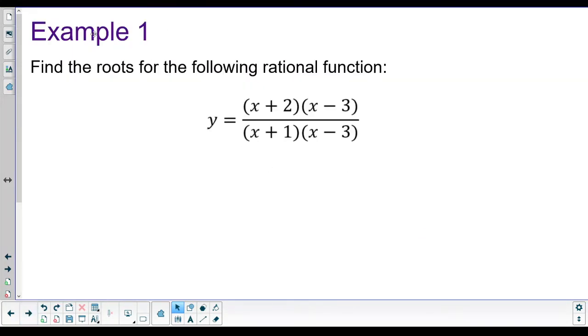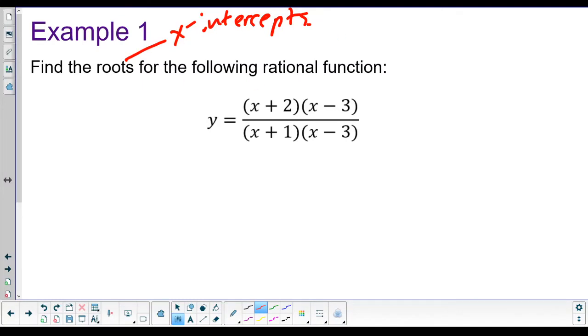All right, example numero uno. That's number 1 for those of you who don't speak Italian. Find the roots of the following function. We want to know where the roots of this thing are. And remember, roots are the same thing as x-intercepts. So we want to know, when is this thing going to touch the x-axis? Like that. So we're looking for that spot and that spot.